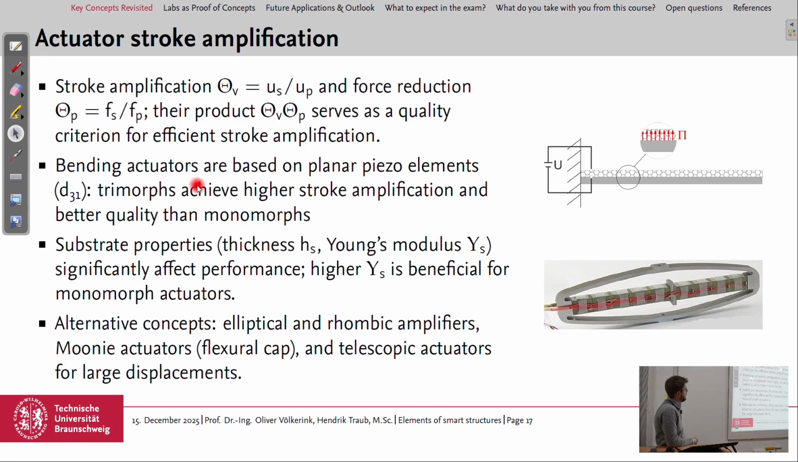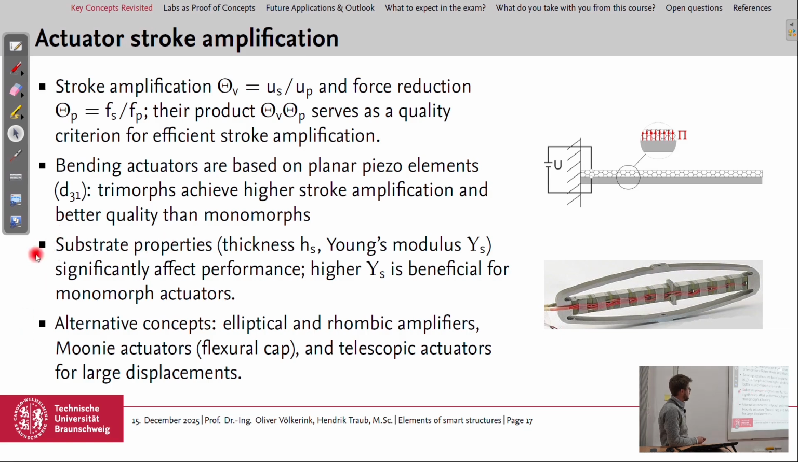One example are bending actuators, which are based on planar piezo elements, for example using the D31 effect. So we have a field in thickness direction and extended in this direction. And we had a look at trimorphs, comparing them to monomorphs, and could see that trimorphs achieve higher amplification factors and a better or higher quality criterion than monomorphs.